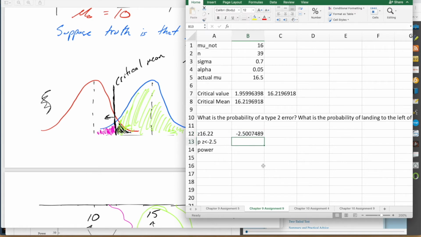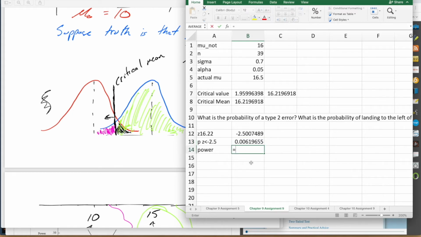So the probability of that occurring is equals norm dot dist. I'm looking at a probability to the left, so it's fine to just use that number right there, comma 0, comma 1, comma true. So there's my probability of landing to the left of that line. And remember, that's the probability of a type 2 error.